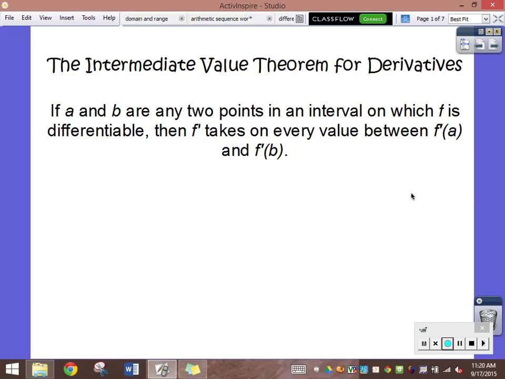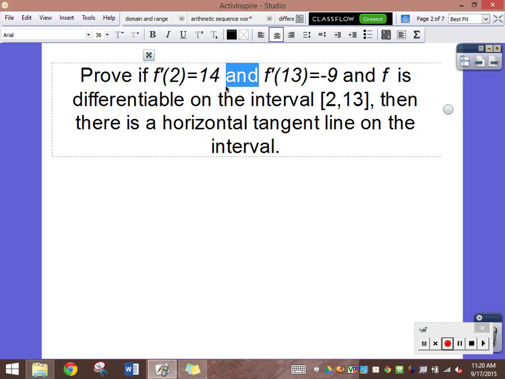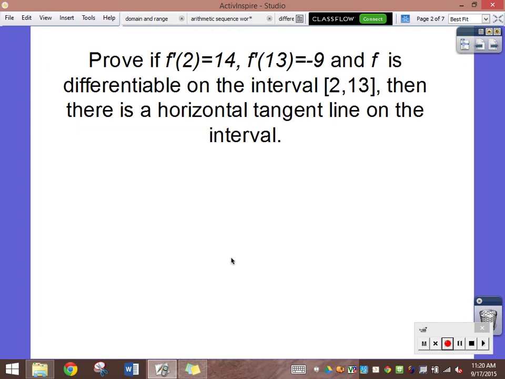So let's look at an example to kind of clarify that. This says prove: if f prime of 2 equals 14 and f prime of 13 equals -9 and f is differentiable on the closed interval 2 to 13, then there's a horizontal tangent line on the interval. And that's just not grammatically correct, so I'm going to fix that right quick. Okay, so we're trying to prove the existence of a horizontal tangent line.